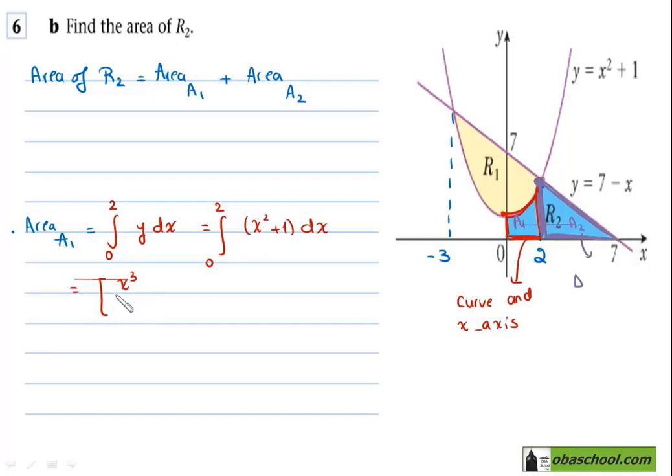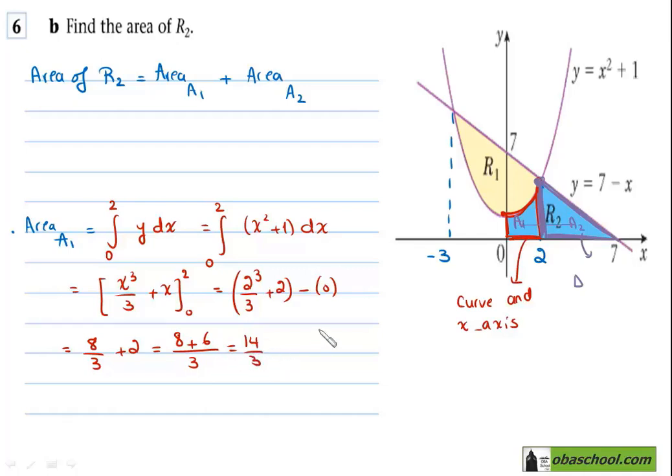Now we do the integration. The integral of x squared is x cubed over 3, plus 1x, where x starts at 0 and ends at 2. We substitute the values: 2 cubed over 3 plus 2, minus, if we substitute the 0, the final answer will be 0, so minus 0. That is 8 over 3 plus 2. The common denominator is 3. So 8 plus 6 over 3, the answer is 14 over 3. The area between the curve and the x-axis is 14 over 3.